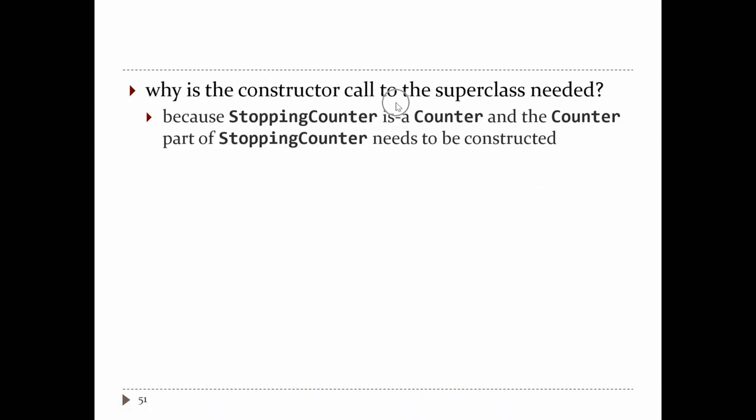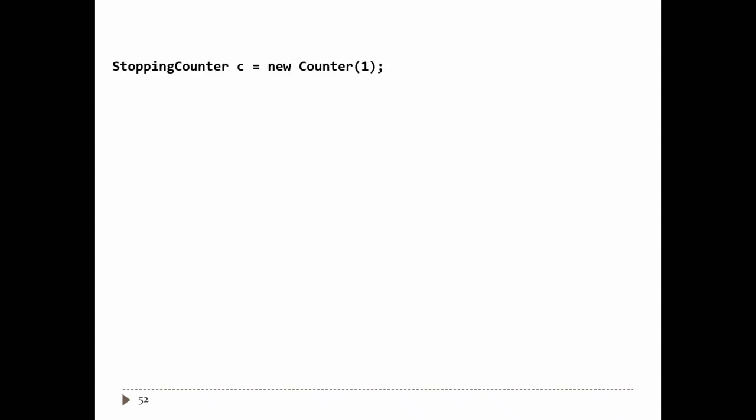So why do you have to call the superclass constructor? Because a stopping counter is a counter. That means it has a counter sub-object, and that counter sub-object needs to be constructed. That's why you have to call the superclass constructor.